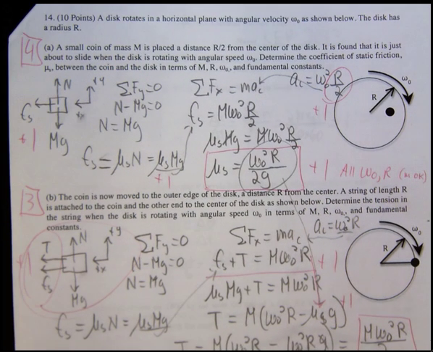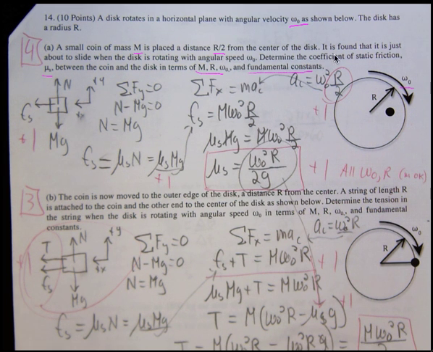Here we have a turntable, and it's spinning with some angular velocity omega, and we want to put a coin on it. The coin has a mass big M at a distance r over 2, so it's halfway out right here. And we find that it's just about to slip if we spin this at this particular angular speed. If I spin it any faster, the coin would slide. From that, we want to determine the coefficient of static friction, mu s, between the coin and the disk in terms of these and fundamental constants.